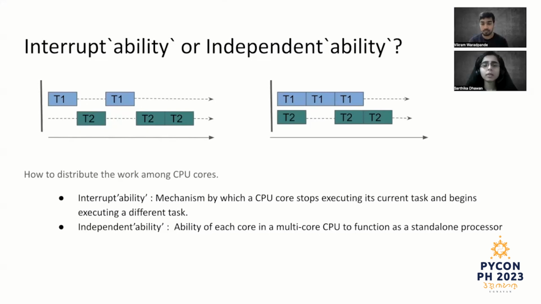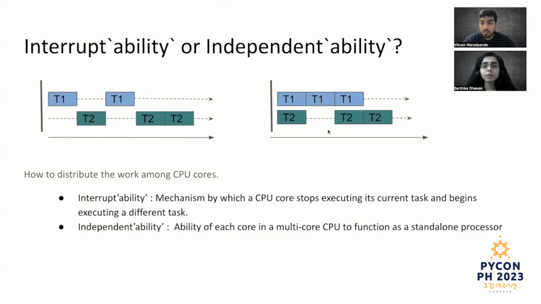So let's consider these two figures at the top. In both of these, there are two tasks, T1 and T2, that need to be executed. And each task is divided into multiple pieces. In the left one, T1 and T2 are interleaved, as you can see, but at any given instance, only one among T1 and T2 is getting executed. But in the second one, there are times when both T1 and T2 get executed at the same time. So we call the left one the concurrent one, and the right one the parallel one.